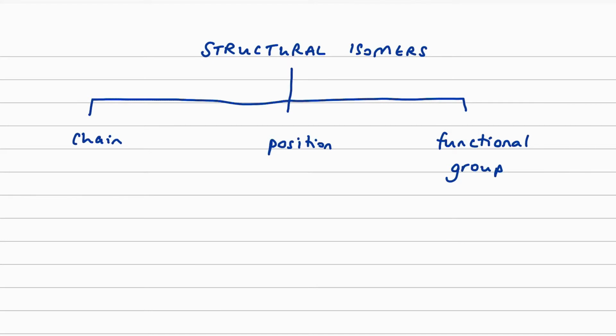Okay, so it's time to have a look at structural isomers. These are molecules that have the same molecular formula but a different arrangement of atoms. And we can split them up into three different types: chain isomerism, position isomerism, and functional group isomerism. Let's take each of these in turn. So chain isomerism, let's put an arrow down like so.